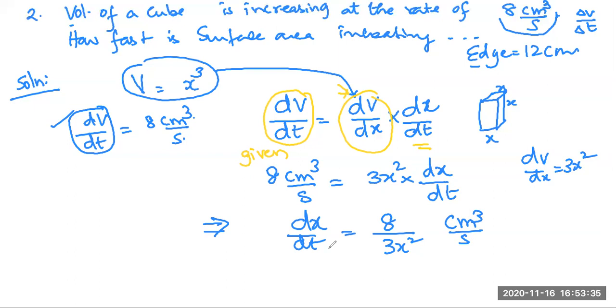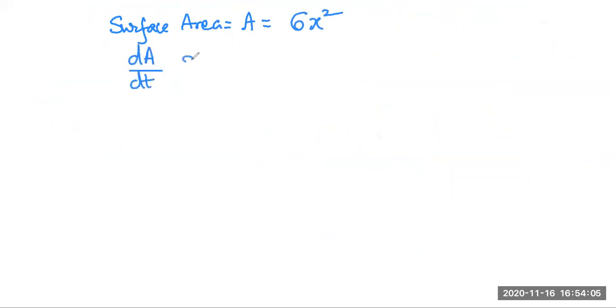So what is he asking? He is asking about the surface area. So what is the surface area formula? Remember this, we will be taking it to the next page. The surface area of a cube, let's call it A, is 6 times x square. So he wants to know what dA by dt is, how the surface area is increasing.